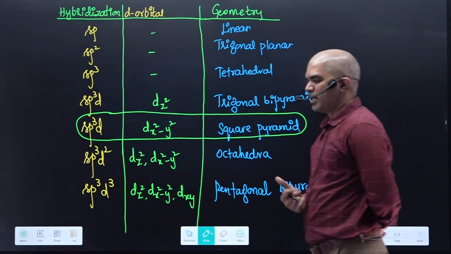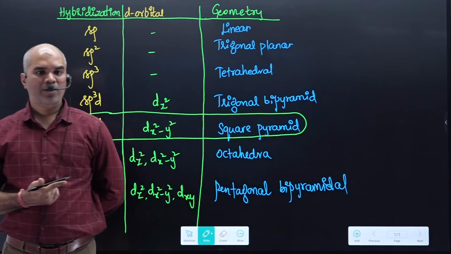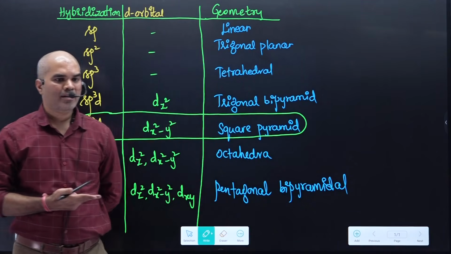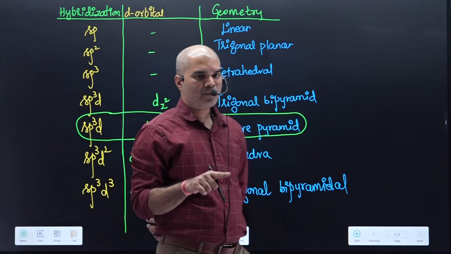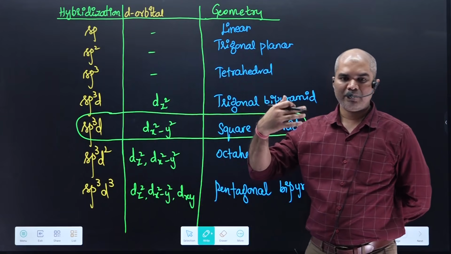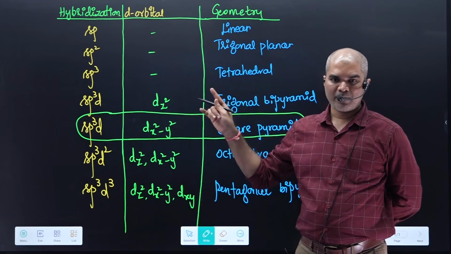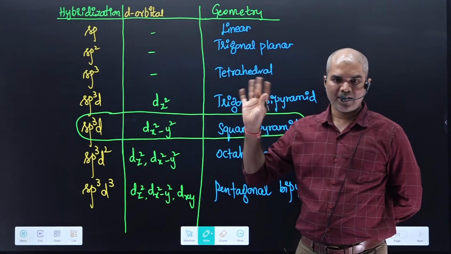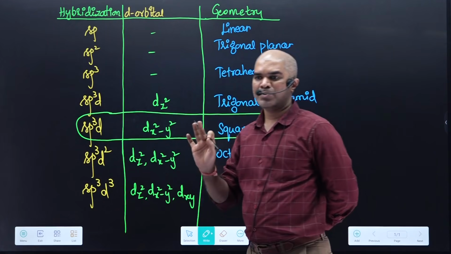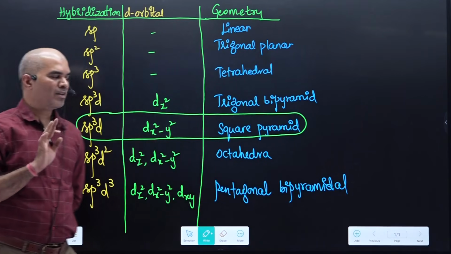Now you blindly remember: sp linear, sp2 trigonal planar, sp3 tetrahedral, sp3d with dz square trigonal bipyramidal, or for VSEPR sp3d means trigonal bipyramidal only. What you call square pyramidal is a derived geometry, not a parent geometry. sp3d2 octahedral, sp3d3 pentagonal bipyramidal. Okay.